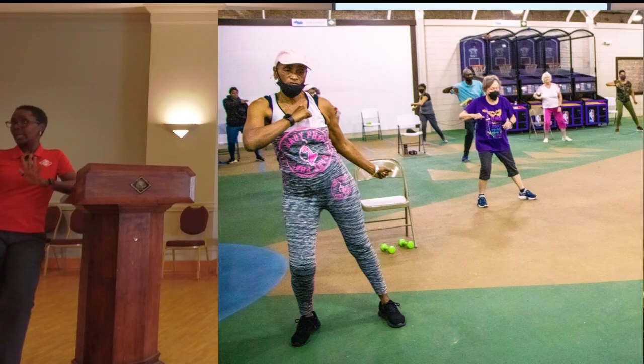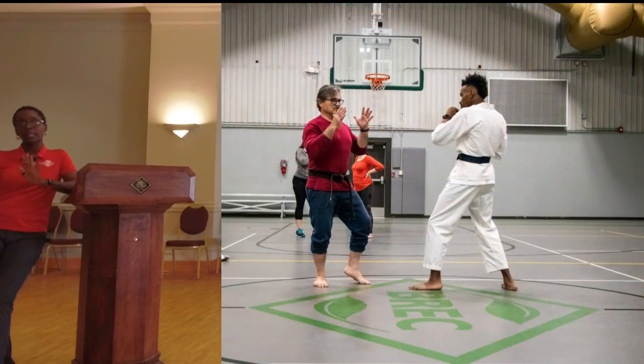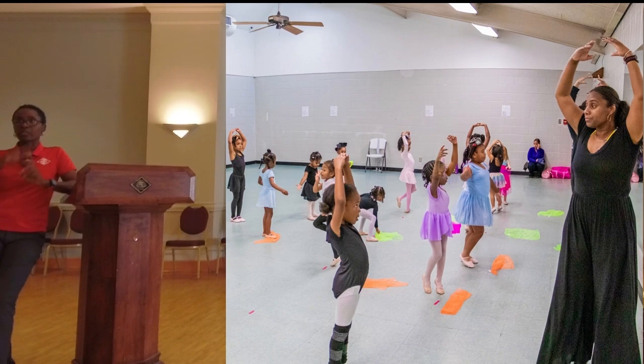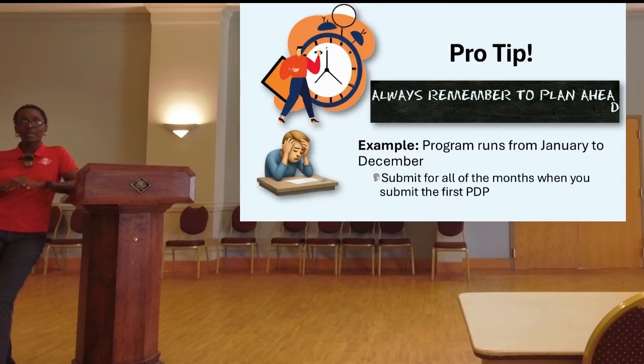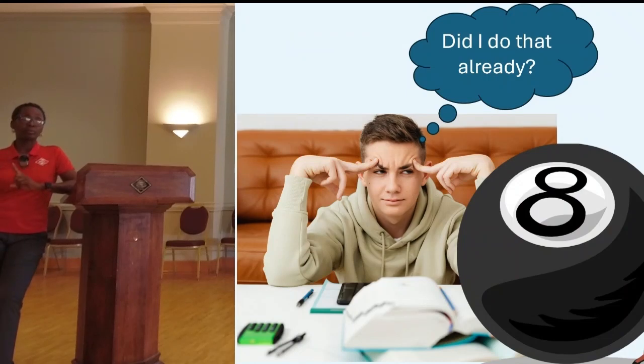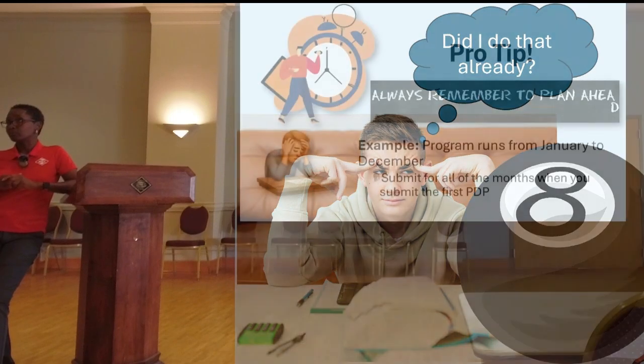So if you've got a Zumba, or you've got a karate, or Taekwondo, or dance, when you submit the first one for that first month, do it for the remaining months, for the remaining sections. That way you are not, one, behind the 8 ball, two, having to remember, oh wait, did I do this? That way we can go ahead and update it all at once.